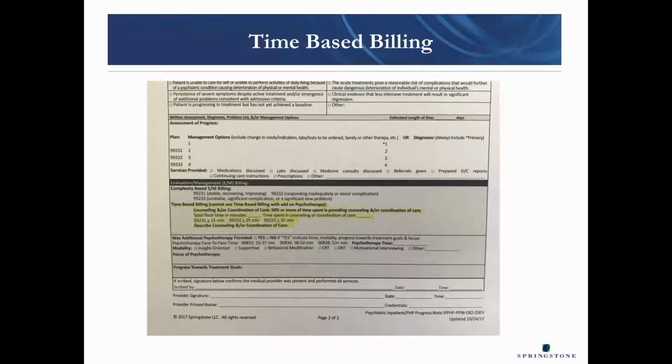So if you're going to bill that visit as counseling and coordination of care, then at least 13 of those 25 minutes would have had to have been spent in counseling and/or coordinating care. And if you did that, you could put in the blank the total time, let's say it was 25 minutes, the time spent in counseling and coordination of care, and it's an estimate of 14 minutes. Then you describe below that what you actually did for the counseling and/or coordinating care, so that it's clear what it was that you did. So all of the templates have a space for you to be able to do that.